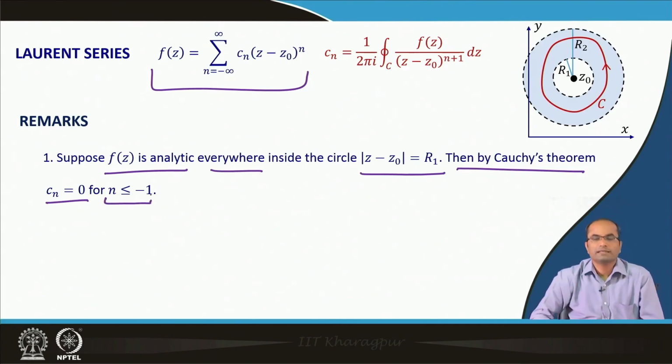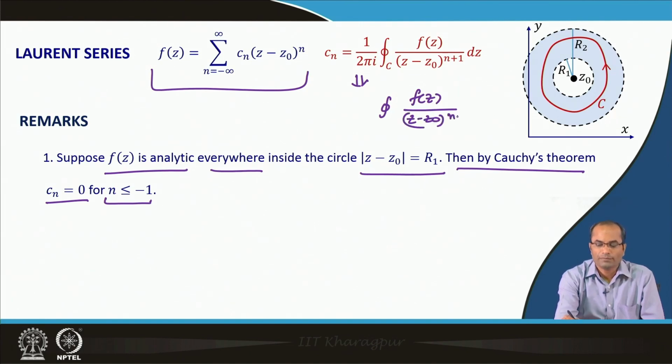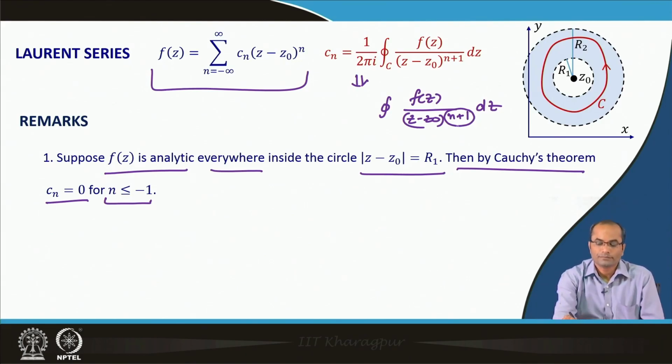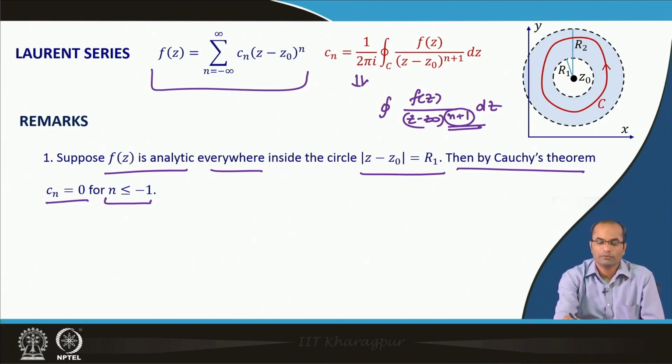are zero whenever n is less than or equal to minus 1. So, why is the C n 0? Just consider this was our C n. We have 1 over 2 pi i and then the integral of f z over z minus z 0 to the power n plus 1. If you consider this integral here and the power n is less than or equal to minus 1, then this power will be a negative number or 0. So, either there will be a 0 power, that means the integral will reduce.